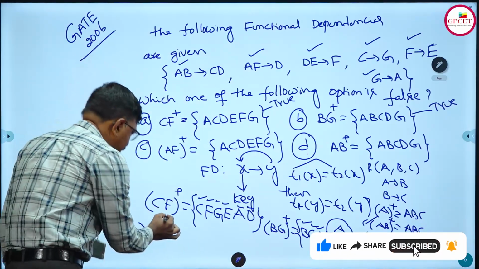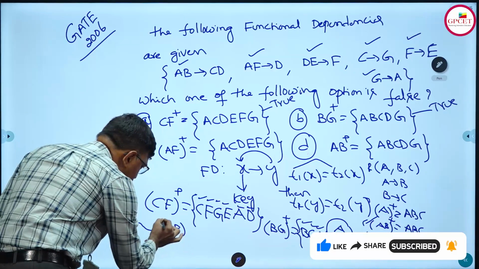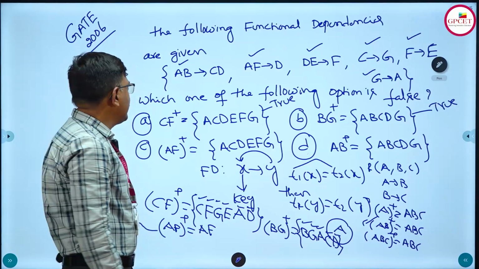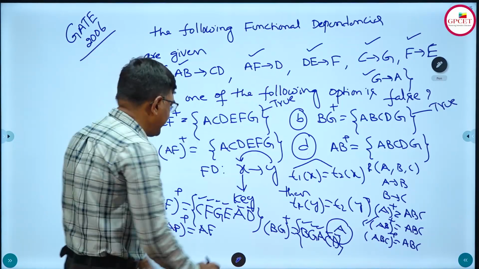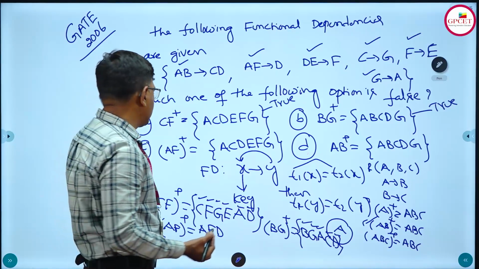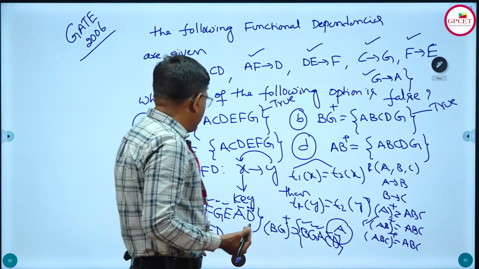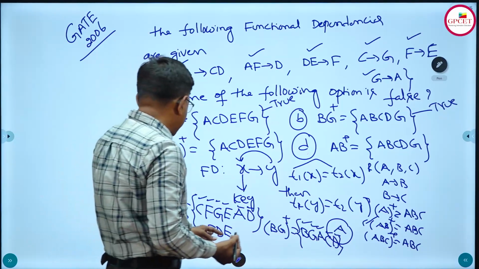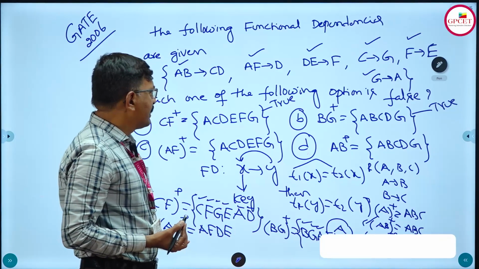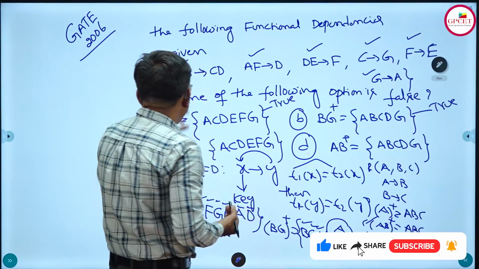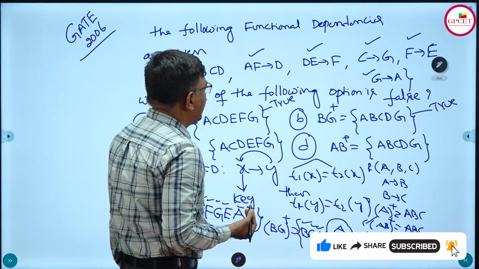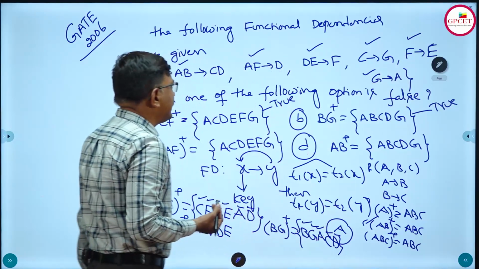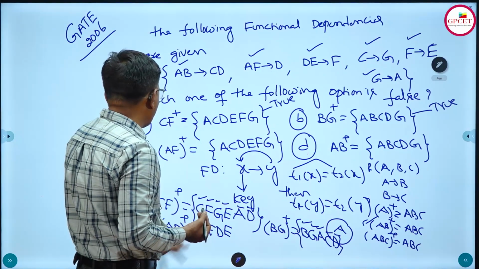And what about the third one? That is AF closure. AF. Observe here, AF derives D. And next, F derives E. And next, D derives F, F is already there. And next, AB, no B here. And next C, no C. And then F derives E, E already is there. And G tends to A, there is no G here.